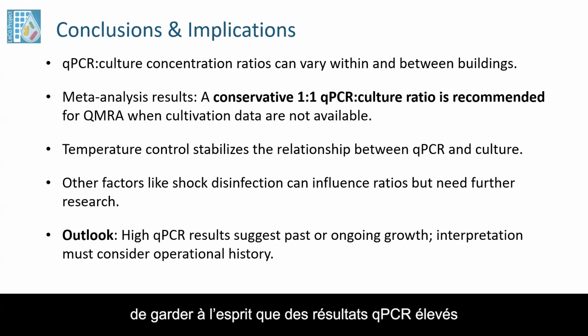Finally, it's important to keep in mind that high qPCR results suggest past or ongoing Legionella growth in the system. Thus, interpreting these results for risk management decisions requires not only considering the numbers themselves, but also understanding the operational history and system condition behind them.